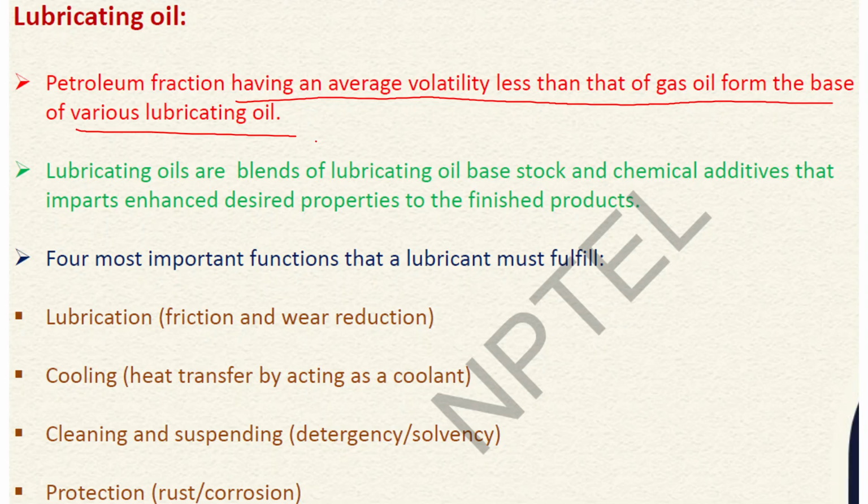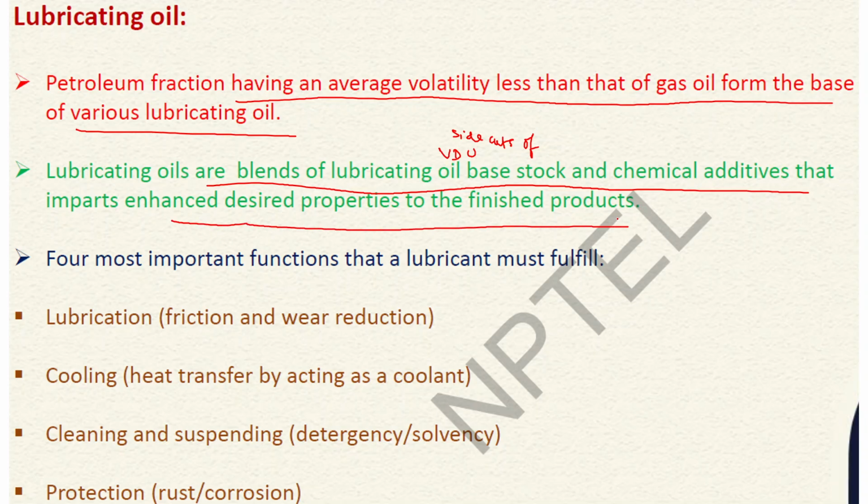Its volatility is much lower compared to the gas oils. So lubricating oils are blends of lubricating oil base stock and chemical additives. We get this lubricating oil from the vacuum distillation unit as the side cut, but it cannot be used directly as given out from the unit. It is basically a blend of the lubricating oil base stock, which we get from the side cuts of the vacuum distillation unit, and chemical additives. Some chemical additives are added which impart enhanced desired properties to the finished product.